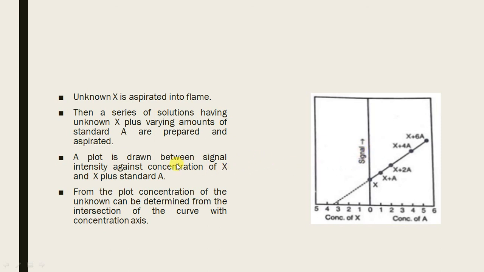Then the plot is drawn between the signal intensity against concentration of the x and x plus standard a. So by extrapolation from this plot, we can find out the concentration of unknown from the intersection of the curve with the concentration axis. So here you can see the dotted line which shows the concentration of X. So thus you can find out the concentration.